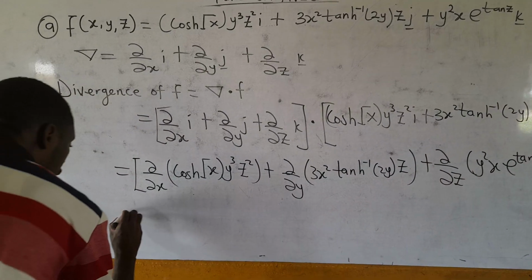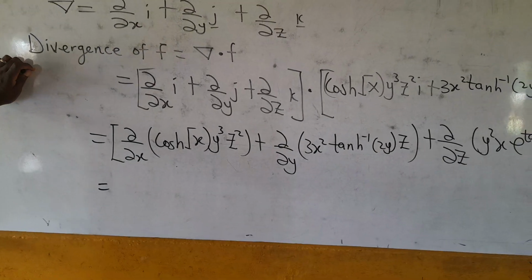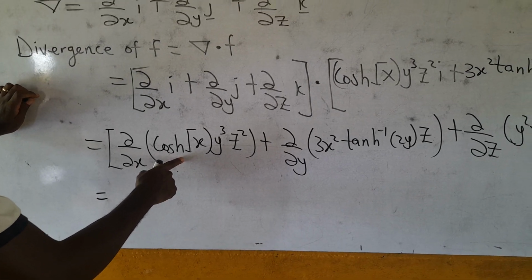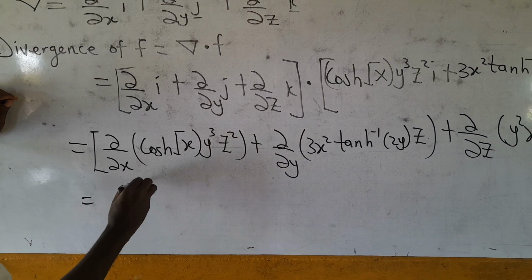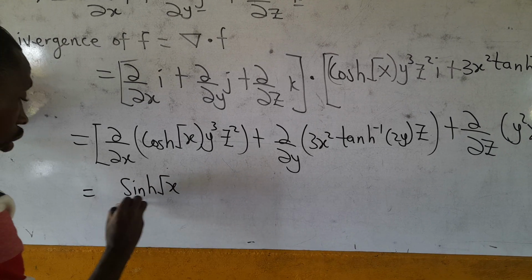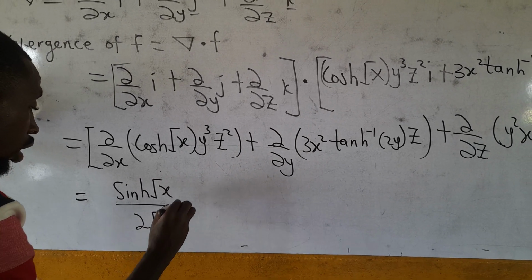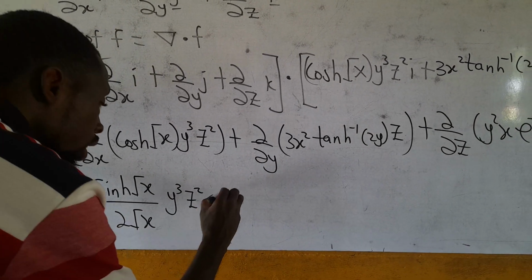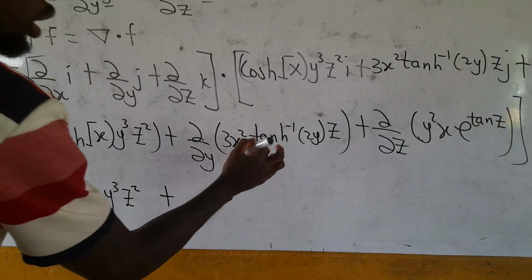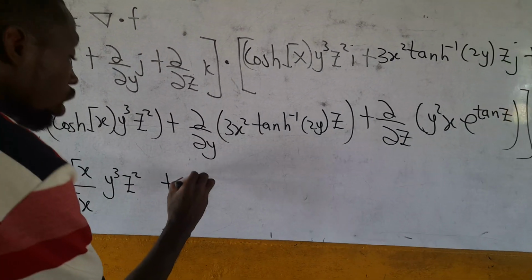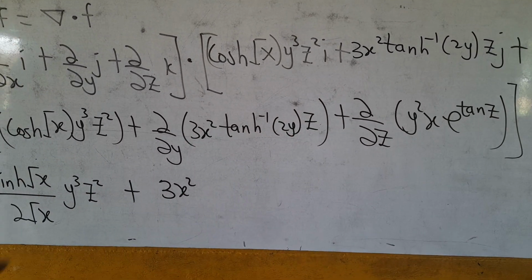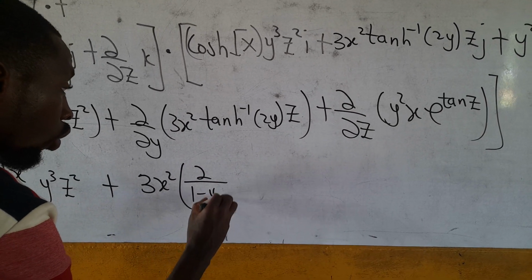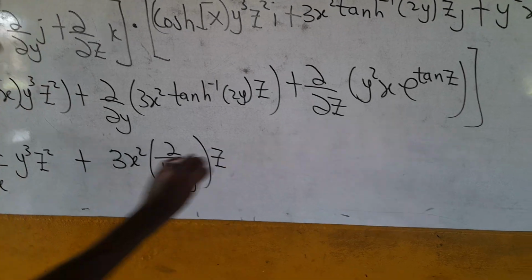So now we shall find the partial differentiation of this function with respect to x. That means our y cube and the z square will be held constant. When we differentiate cos root x, we'll get sin root x all over 2 root x, times y cube and z square. The y and the z will be held constant. Then plus. Now we'll find the partial differentiation of this function with respect to y. The x and the z will be held constant. So when we differentiate this, we get 2 all over 1 minus 4y squared, then our z.